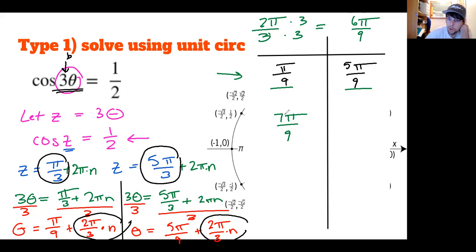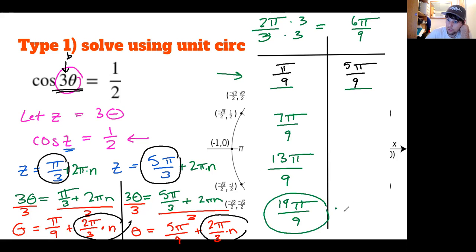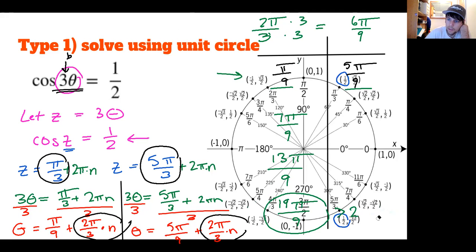Let's add another multiple of that. So add another 6, that would be 13 pi over 9. That's another angle, different than all these. This still is less than 2 pi. And let's add another 6 pi over 9. That would be 19 pi over 9. This answer I'm going to reject because it is greater than 2 pi. Remember, 2 pi is something like 18 pi over 9, so it's greater than that. So this answer we're going to reject.